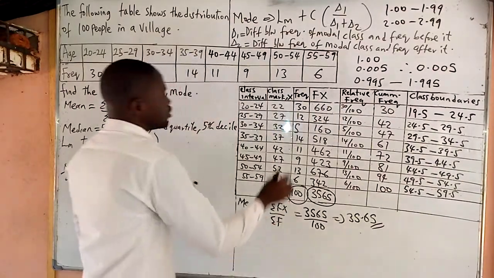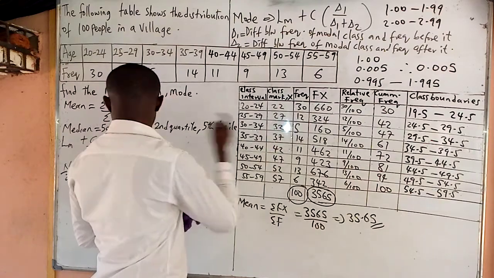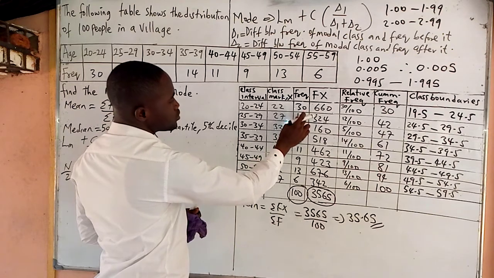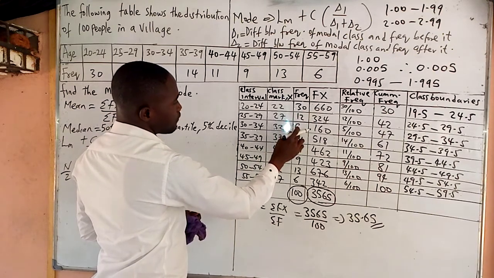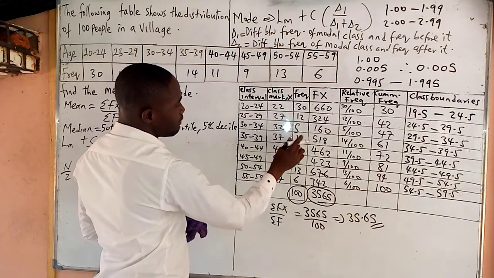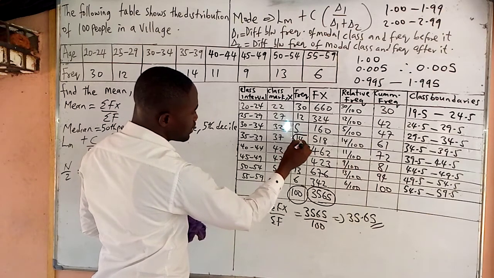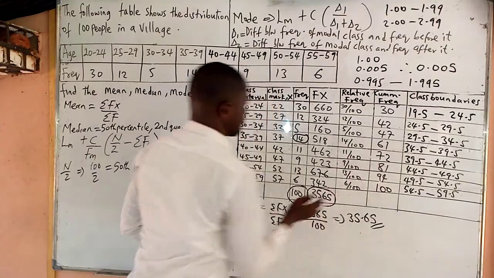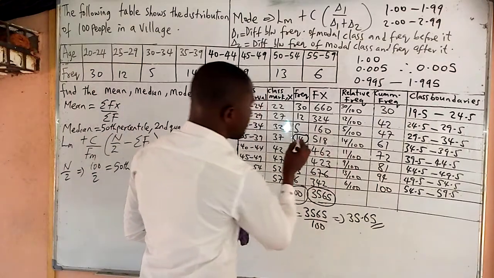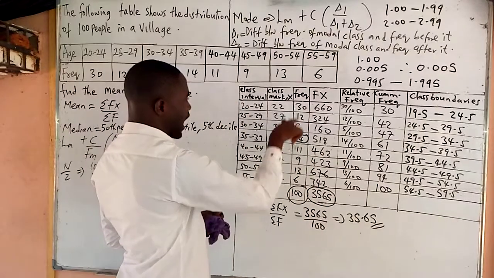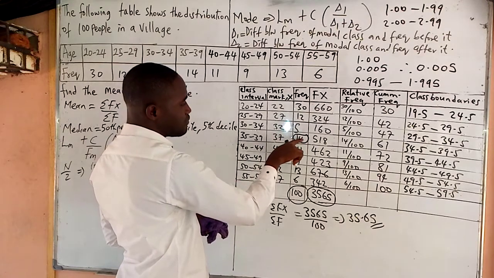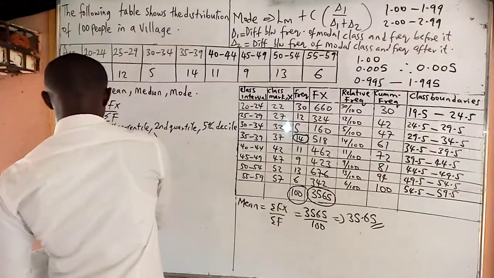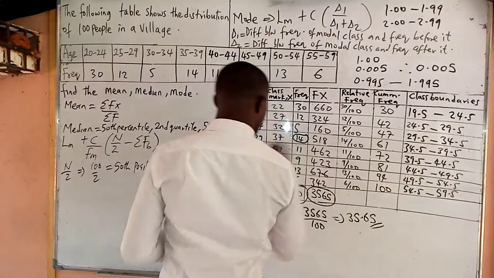Come to the board, go to frequency, be adding to get where you will get 50. 30 plus this, 42. 42 plus 5, 47. 47 plus the number here will now give you 50 and above, so we stop at 47. So 50 is on this class. It means that lower class boundary will be 34.5.